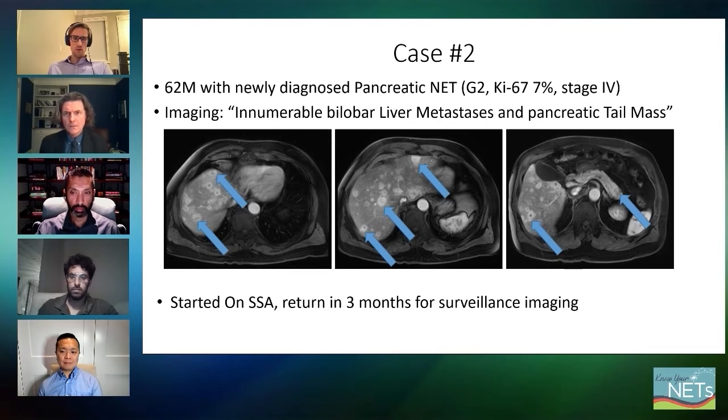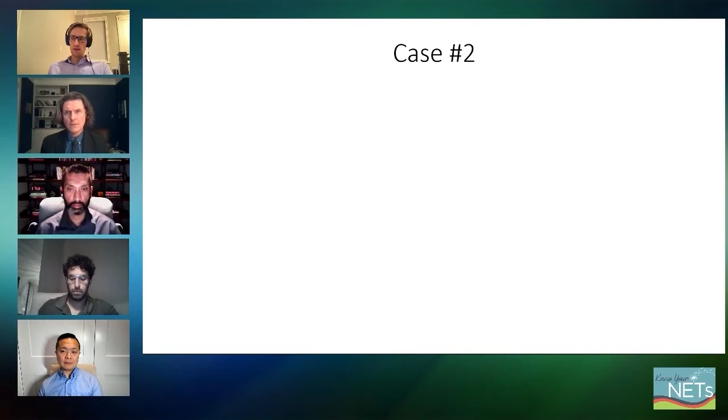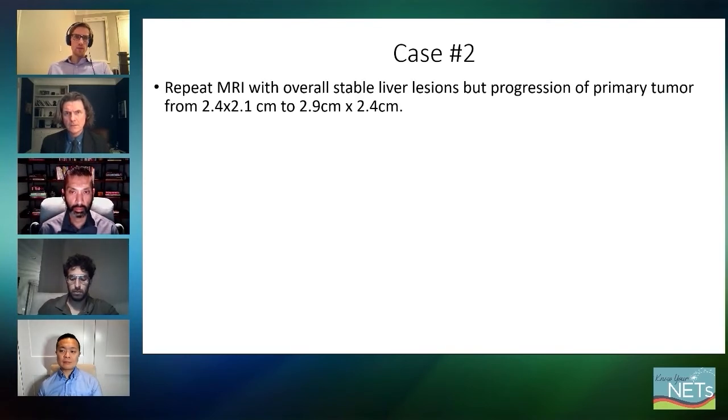Great. So he was started on somatostatin analogs and asked to return in 3 months for surveillance imaging. And the repeat MRI was interesting because it shows us that overall the liver lesions were stable, although maybe a few were mildly enlarged, but the primary tumor started growing. The primary tumor went from 2.4 times 2.1 to 2.9 times 2.4 centimeters. So is this something we need to be concerned about?